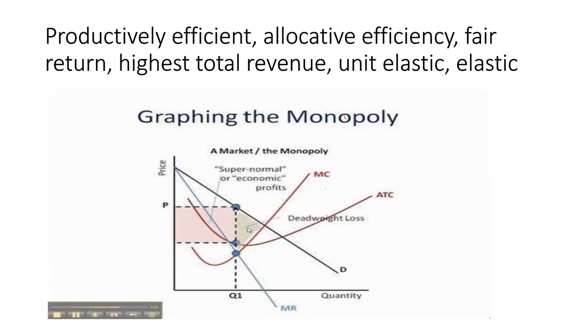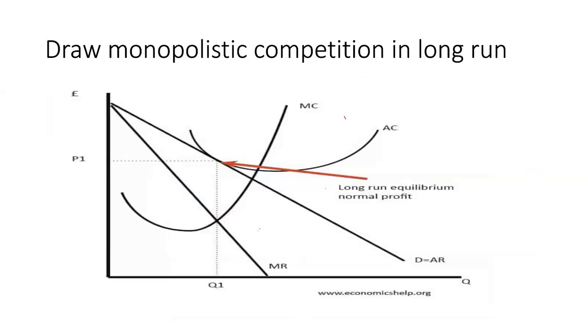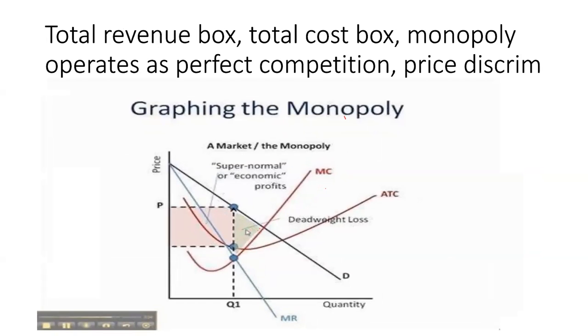Can I ask for anything else in this one? Highest total revenue. Who can give me highest total revenue? Where do I find it, Sean? Right. If I take that up to demand, besides this being highest total revenue, what else do we call it? Unit elastic. Everything to the left is elastic. Everything to the right of it would be inelastic. Any questions on that so far? So, Josh, deadweight loss goes from the demand down to the bottom of the MC, and then it takes the MC curve up to the demand.